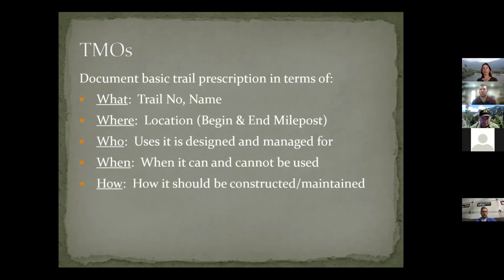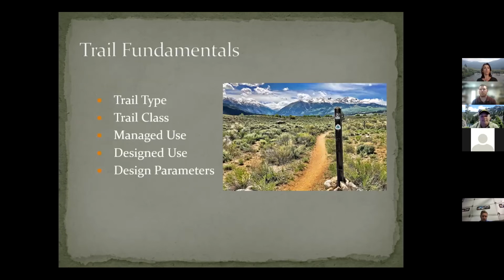And it also contains the information about the design parameters, so the tread width of the trail, the clearing height. What are those specifications for the trail based on the uses that it's managed and designed for, and the type of trail. So these 5 things are referred to as the trail fundamentals, or we call them TF in the business. No, I'm totally kidding. We really don't say trail fundamentals very often, but trail type is obviously a standard term that we use, and that's just basically, is it a snow trail or a water trail or just a dirt trail, a terra or standard trail? So those are the 3 trail types.